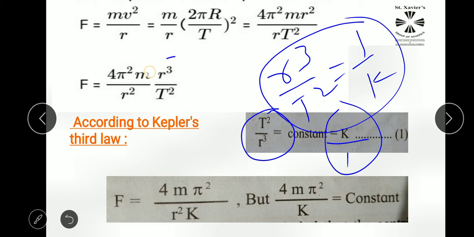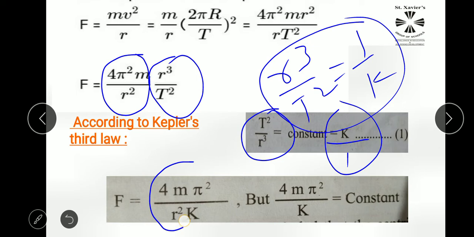So in this equation I'll put the value 1 upon k, and our equation will become, see, this part will remain as it is, 4 pi square m upon r square. See, students, this part is same. Instead of the second part, we'll get 1 upon k. K will come in denominator, students. So this is the final. We got F is equal to 4 m pi square upon r square k.